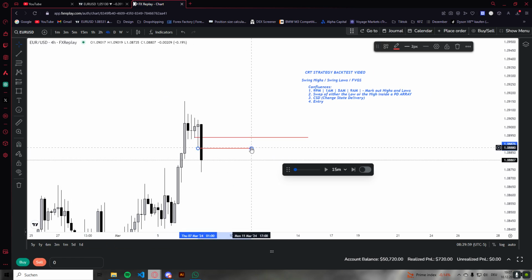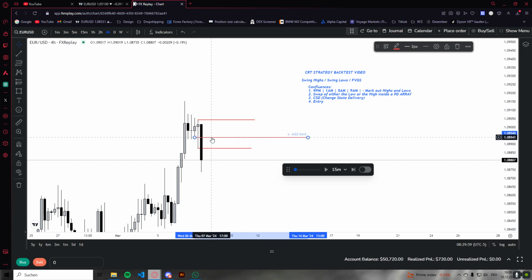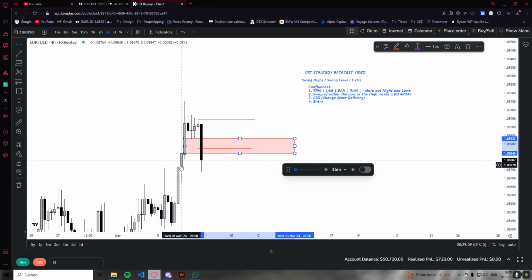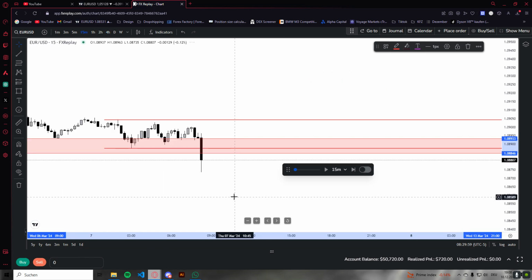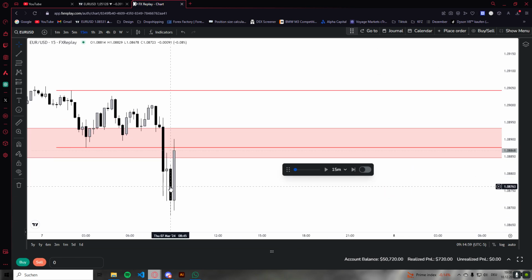So we mark out the 1 a.m. candle. Is here a PD array? Yes, here's a fair value gap. And here is also a fair value gap. So now I wait for a change state delivery. Okay. Boom, we got one right there.